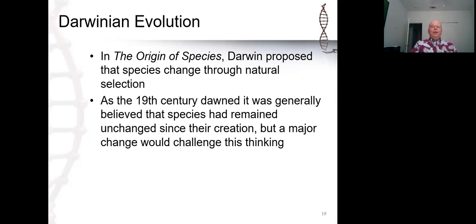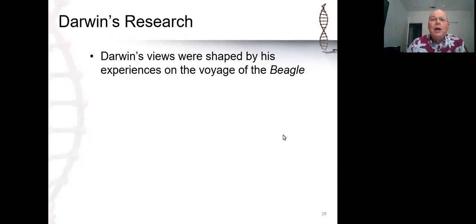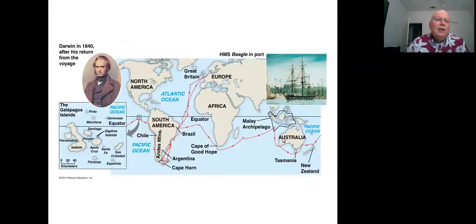So what is Darwinian evolution all about? Well, I've given you the background history, so I'm not going to spend any time talking about these slides. You can read them at your leisure if you wish. I'm going to keep moving through this. This is a map of Darwin's voyage around the world. You can see he visited a number of different places.